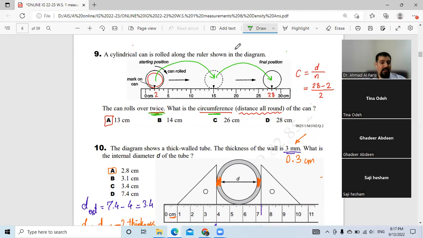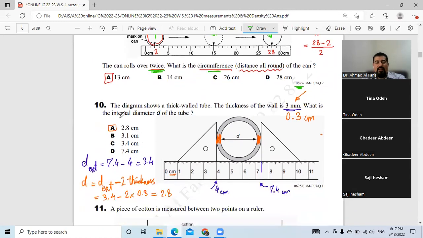Yes, this question is for Cambridge. You can see I wrote the code for each question. Even if I want to find the distance from here to here, I can also get the correct answer. Thank you, Tina. Yes, it's from 15 to 28. 28 minus 15 is 13 centimeters. Yes, it's the correct answer. Tamam? You are welcome.